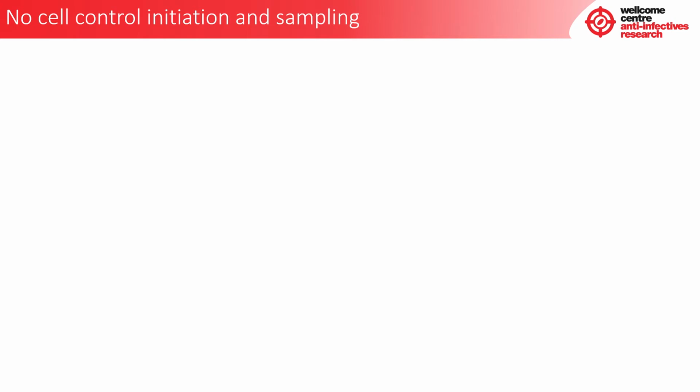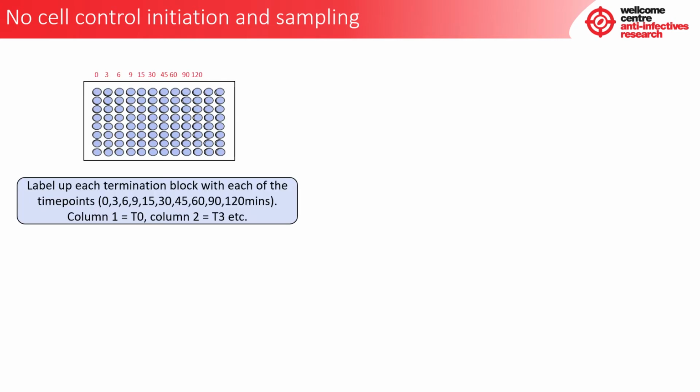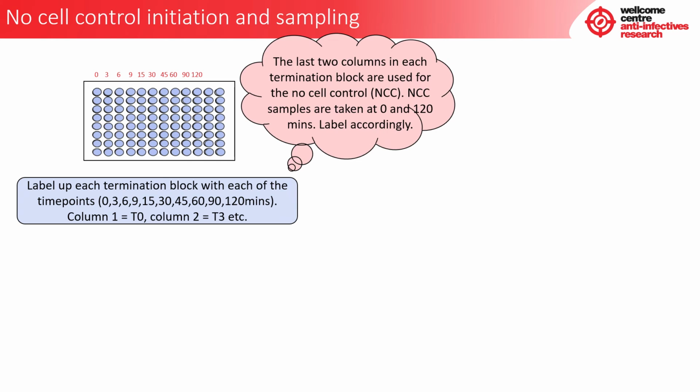No cell control initiation and sampling. Firstly, label up each termination block with each of the time points, which are 0, 3, 6, 9, 15, 30, 45, 60, 90, 120 minutes. Column 1 is T0, column 2 is T3, and so forth. The last two columns in each termination block are used for the no cell control. No cell control samples are taken at 0 and 120 minutes. Please label these accordingly.